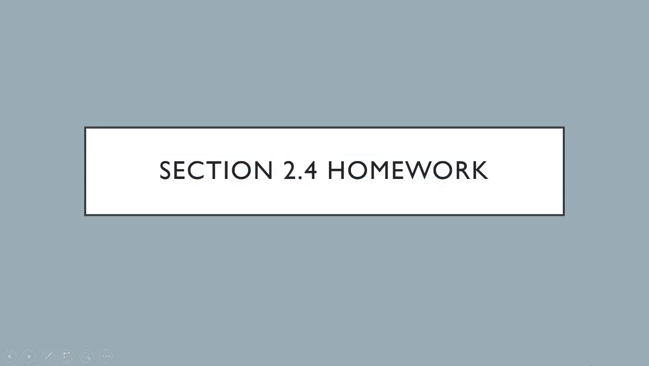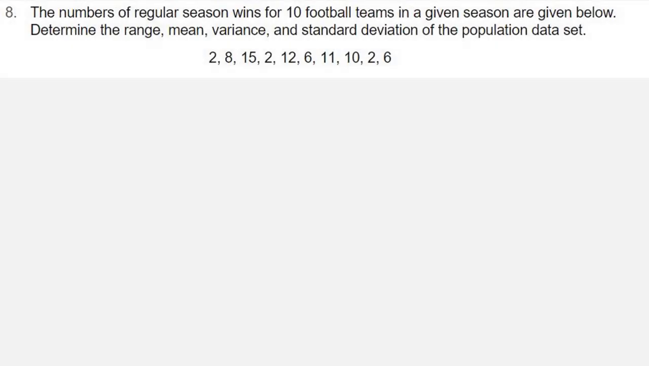We're looking at homework from section 2.4. This is question number 8. The numbers of regular season wins for 10 football teams in a given season are given below. Determine the range, mean, variance, and standard deviation of the population data set.